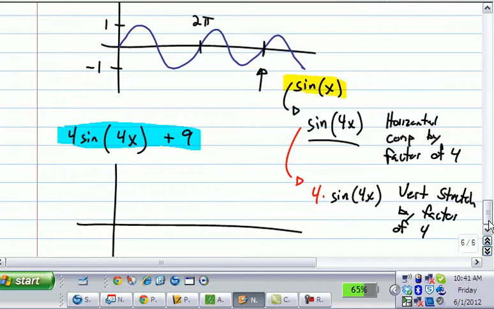Okay, so we're almost there. We're trying to match up with the blue. We're sitting right here. So all we need to do is do what? Up 9. So up 9. So 4 sine 4x plus 9. So that's up 9.